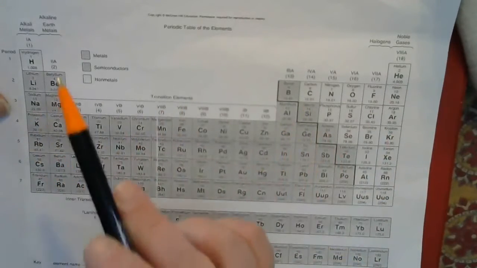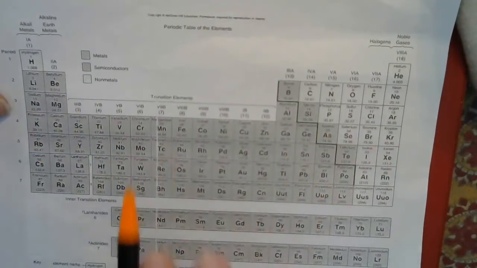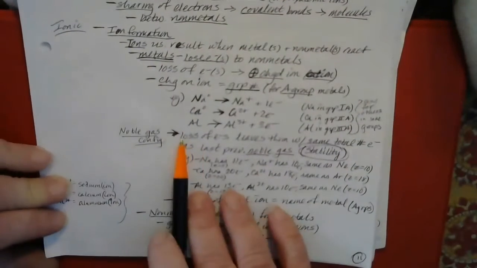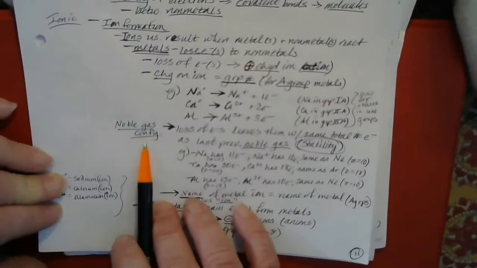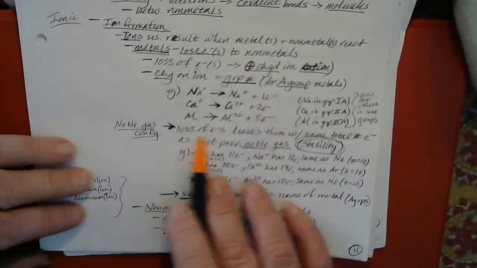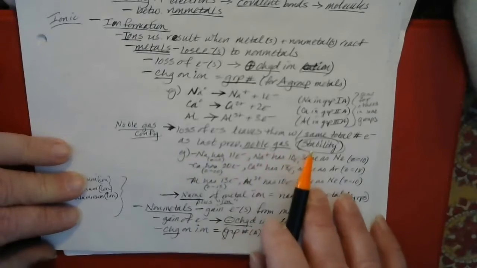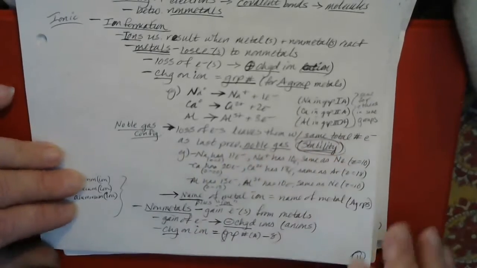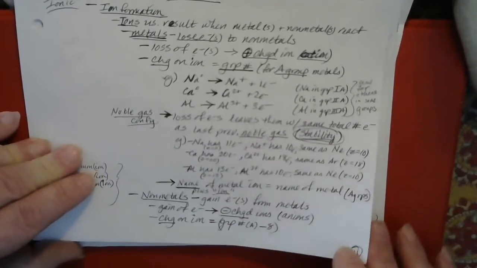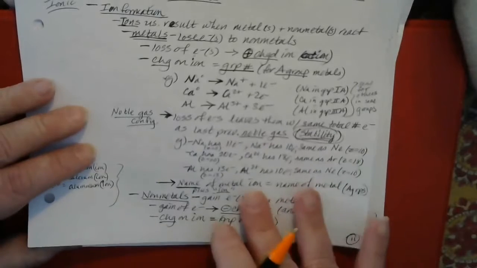The main group metals anyway will lose enough electrons to get the same number of electrons as the last previous noble gas in the periodic table. And so this is what we were getting at here. Noble gas configuration: loss of electrons leaves them with the same total number of electrons as the last previous noble gas, and that brings them greater stability. And so that's why they form ions with the charges they do.